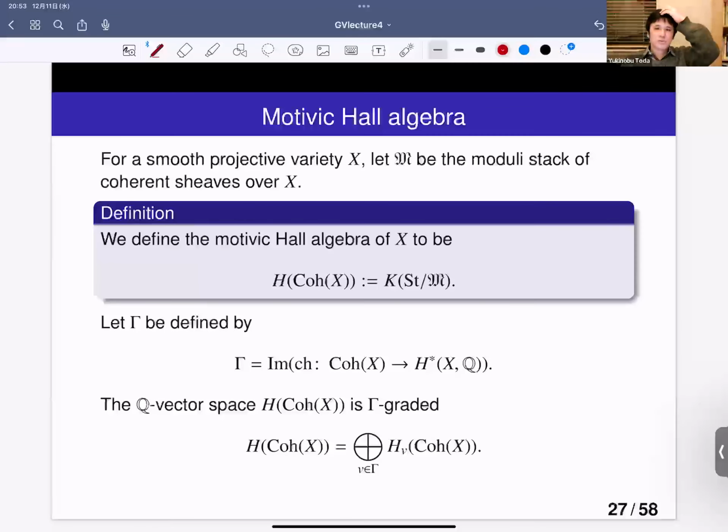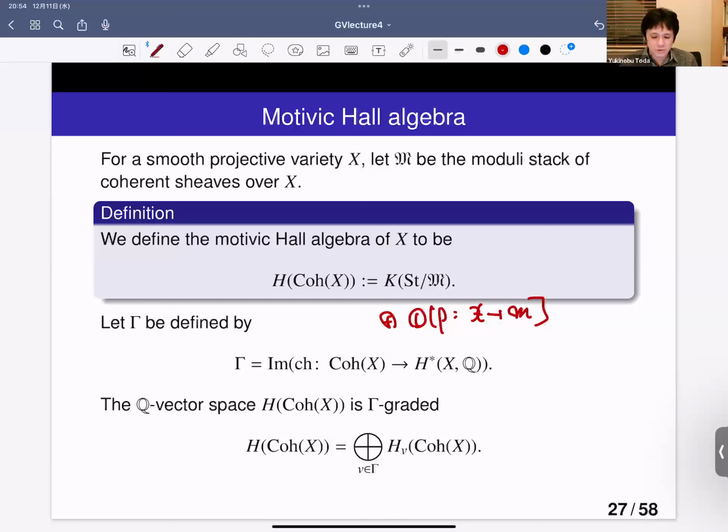Then I'm going to give you the definition of the motivic Hall algebra. For a smooth projective variety X, recall that we have the moduli stack of coherent sheaves over X. Then I define the motivic Hall algebra of X to be the quadratic group of stacks over this moduli stack. And this is also graded by the Chern characters.